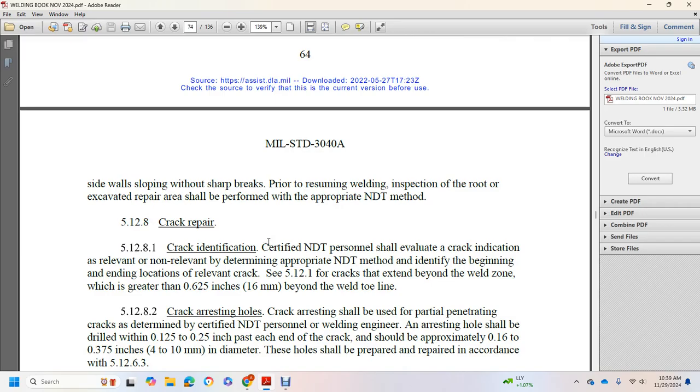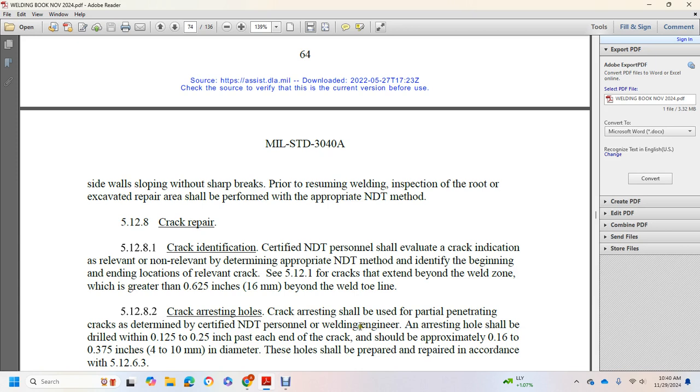Crack repair. Crack identification: certified non-destructive testing personnel will evaluate crack identification, relevant or non-relevant determination, and the appropriate non-destructive testing method, and identify the beginning, ending and location of the relevant crack, C5-12-1. Cracks beyond the extent of the weld zone, which are greater than 5/8 of an inch beyond the weld toe line, require crack arresting holes. Crack arresting should be partial penetration.